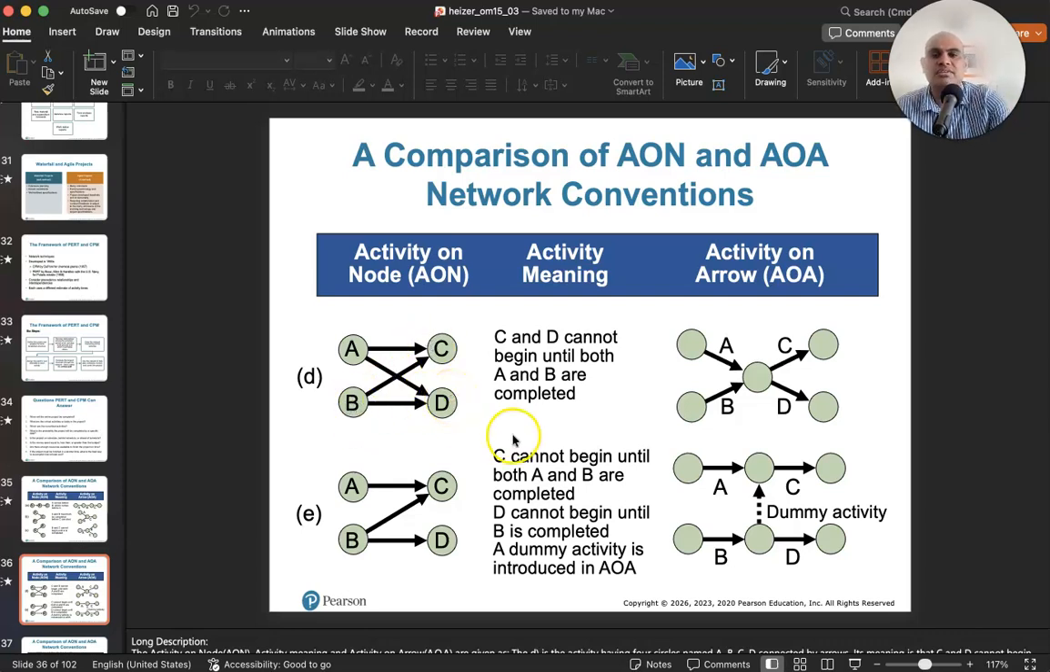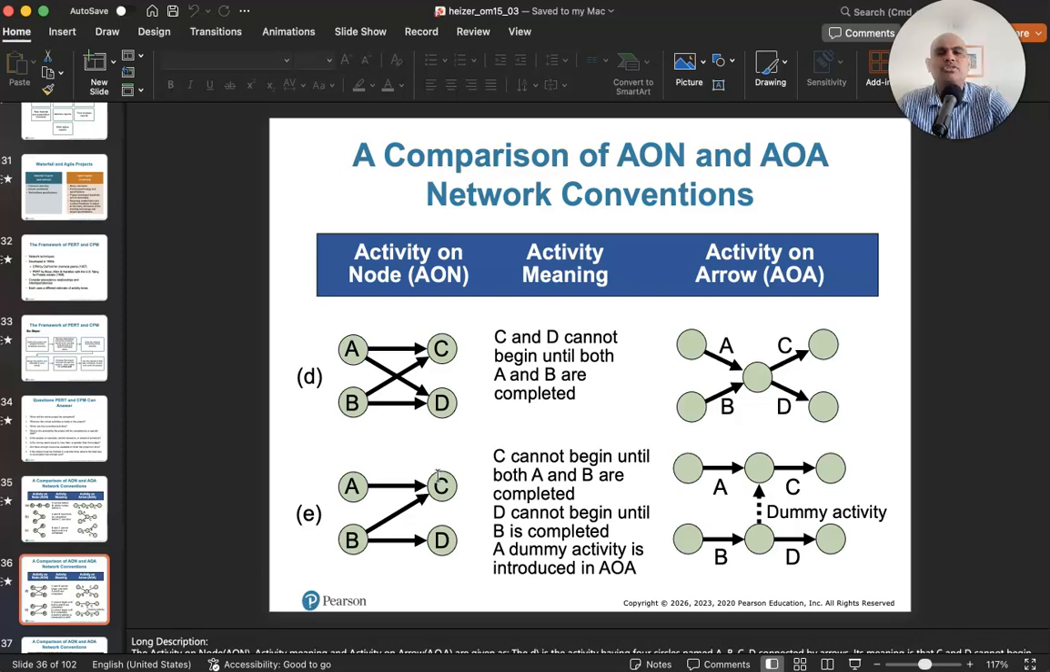But if it says C cannot begin until A and B are completed, so A to C, B to C. You have arrows going from A and B to C. But D cannot begin until B is completed. That's it. So D has only one predecessor, which is B, right? So all you have to do is finish B before you can start D. But for C, you have to finish both A and B. That's why you have arrows going from both A and B into C, right?